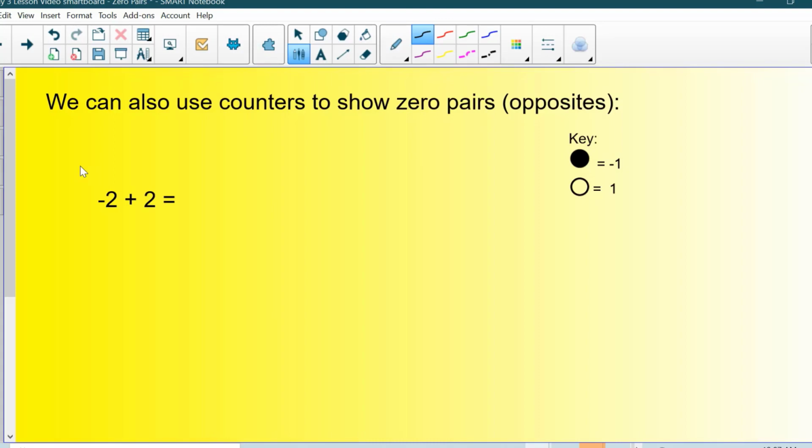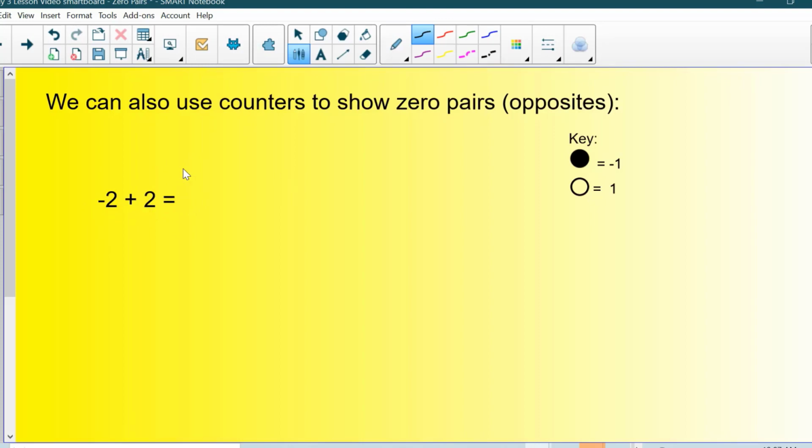Now we're going to show with our counters. And remember our key here, in this case, the shaded in circle is -1, representing -1. The unshaded is +1. So here we have -2 plus 2. So that's taking our previous situation of 2 bad things happening and then 2 good things happening in our day.